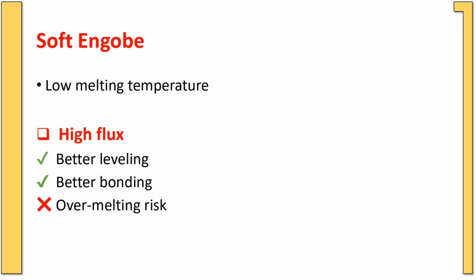So what is a soft engobe? A soft engobe contains higher flux and melts earlier during firing. This means it starts flowing easily inside the kiln. This gives some clear advantages: better surface leveling, stronger bonding with glaze, fewer pinholes and surface defects. But too much softness can create serious problems as well: overmelting, blistering, even deformation of tiles.